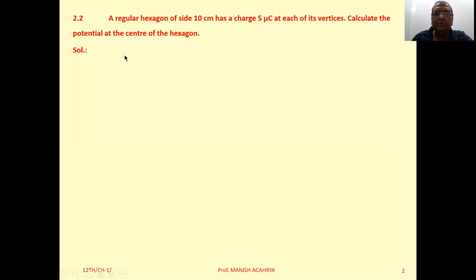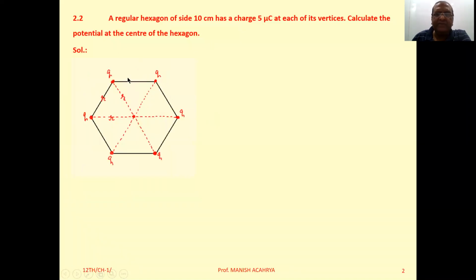Example 2.2. A regular hexagon of side 10 centimeter has a charge 5 microcoulomb at each of its vertices. Calculate the potential at the center of the hexagon. Simple thing. See, for a regular hexagon, the center is at the same distance from each vertex. Suppose the distance is r.